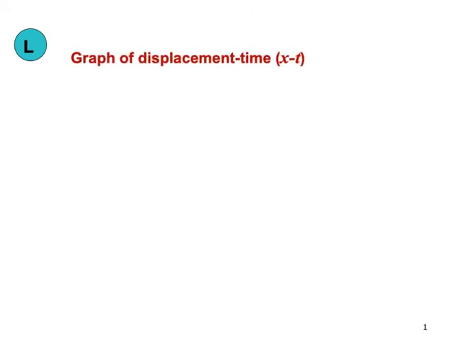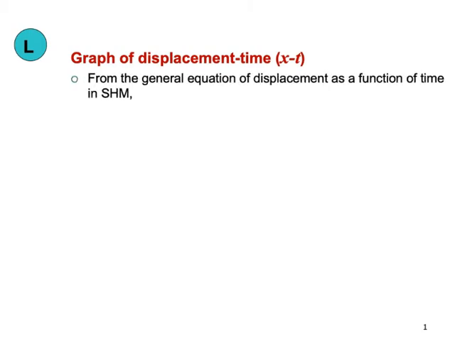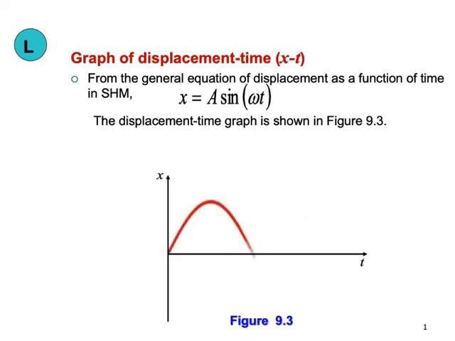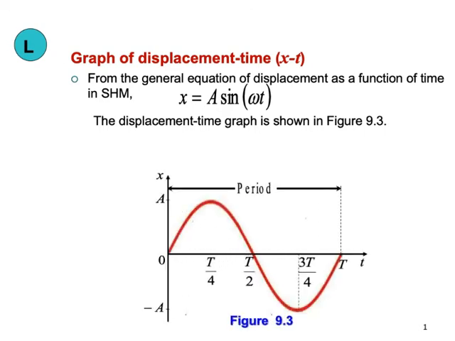Graph of displacement against time. From the general equation of displacement as a function of time in simple harmonic motion, x equals A sine omega t, the graph for displacement against time is shown in figure 9.3. Here is the period. Here is the amplitude, or x max.